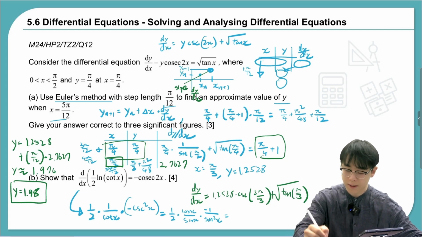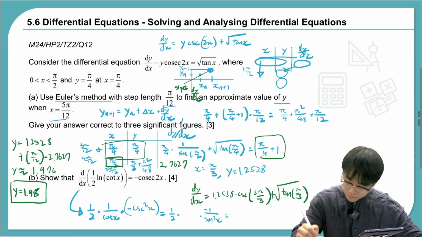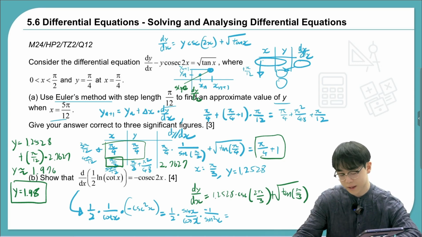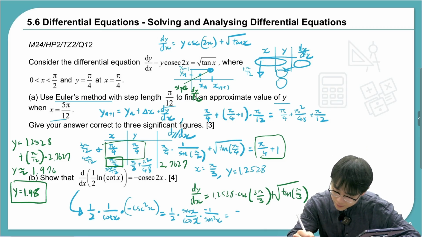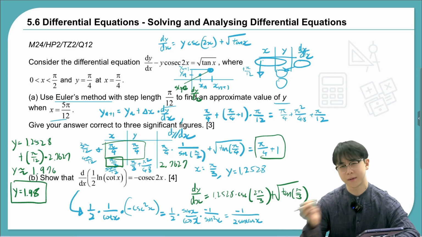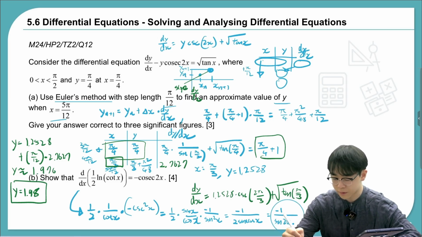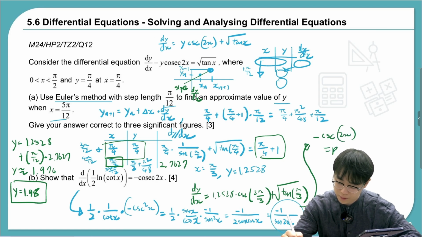Oh, but it's 1 over cotangent x, so this would be sine x over cosine x. So we just use the identity that tangent is sine over cosine, cotangent is cosine over sine. So if we do this, we get negative 1 over 2 sine x cosine x. And using the double angle formula, we can further write this as negative 1 over sine of 2x, right? So negative 1 over sine 2x may as well be written as negative cosecant 2x. So that is what we have on the right-hand side.